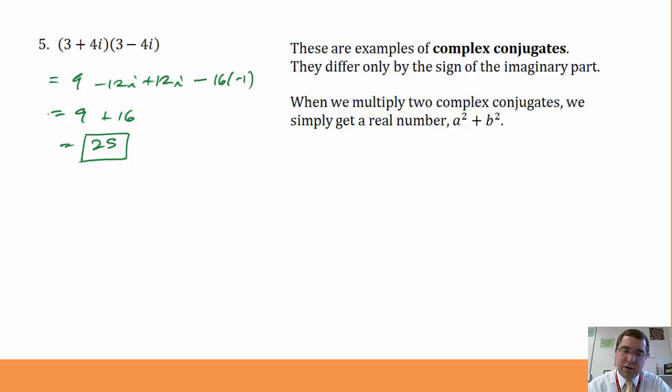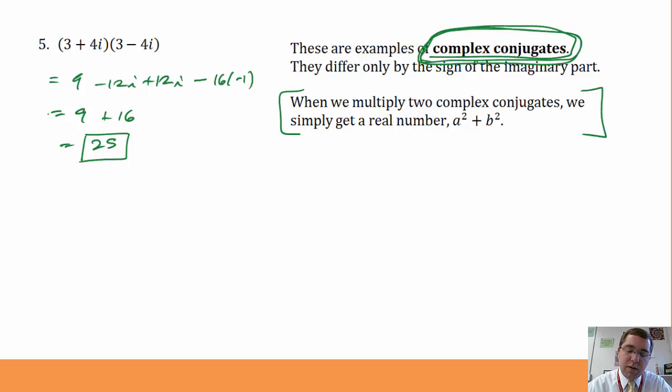That's because those two complex numbers I started with are called complex conjugates. They are different only by the sign of the imaginary part. I've got 3 plus 4i and 3 minus 4i. It turns out that anytime I multiply two complex conjugates, I always get a real number. I lose the imaginary part completely. The two imaginary numbers in the middle cancel out. The one on the end has an i squared, which becomes a negative 1.